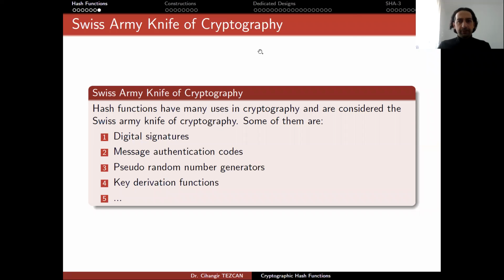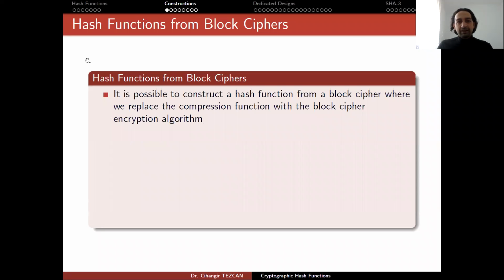Now that we know what the cryptographic hash function is, it is time to discuss how to construct them. This is very important because we use cryptographic hash functions in many different areas of cryptography. For this reason, we call it the Swiss Army knife of cryptography. These areas include digital signatures, message authentication codes, pseudo-random number generators, key derivation functions, and so on and so forth. So let's discuss how to construct them.